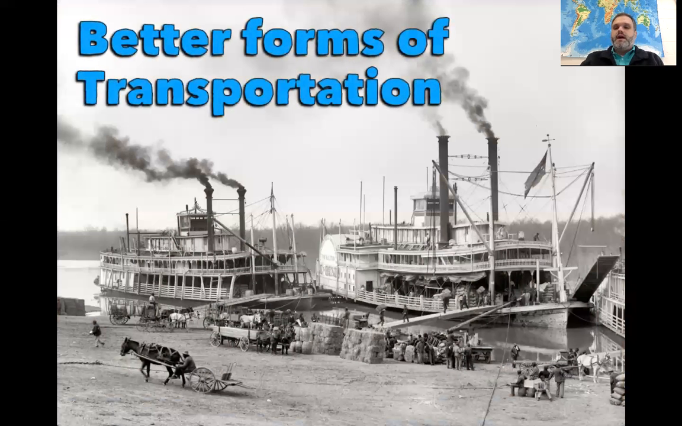All right, our next topic is better forms of transportation. You can see kind of an old school meets new school here in this picture, where you've got horses pulling carts in front of ships that are driven by steam engines. All right, these of course would have worked a lot better than ships with sails, but the black smoke coming out of the smokestack shows that they're burning coal to run steam engines so they can sail up and down the river and carry people and manufactured goods from place to place.